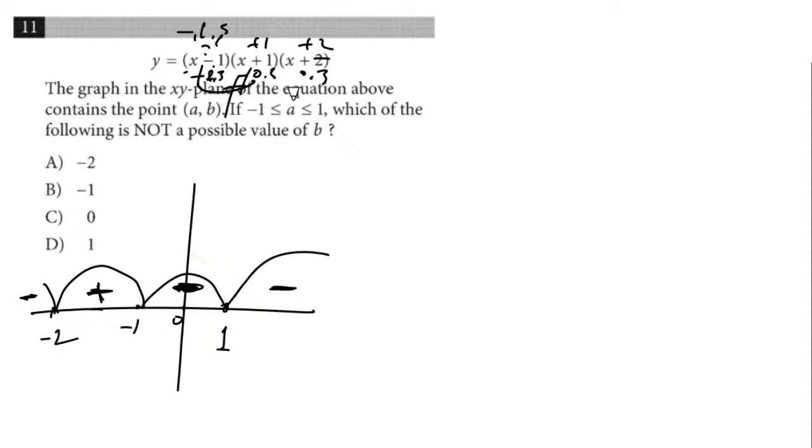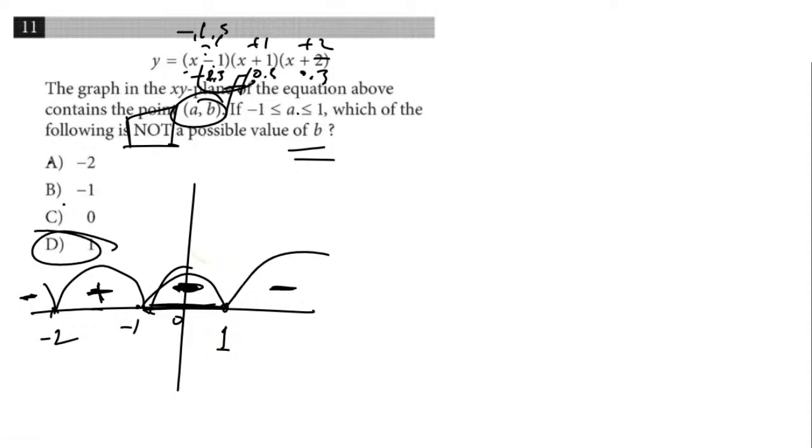It says that there is a point A and B, while A is somewhere here, right? What is not a possible value of B? So we know that here it should be negative, right? So it cannot be 1. Oh, sorry, it wants a not possible value. So 1 is not possible.